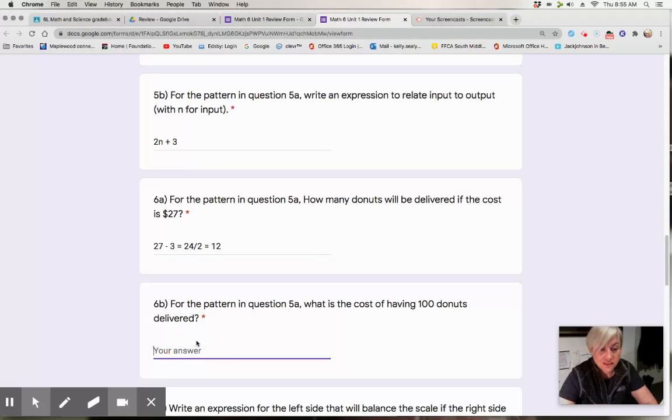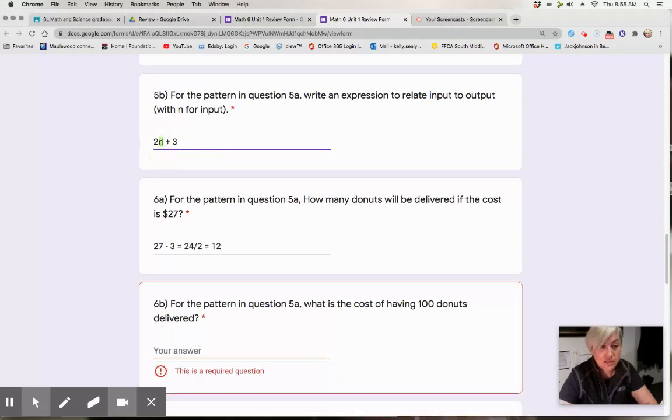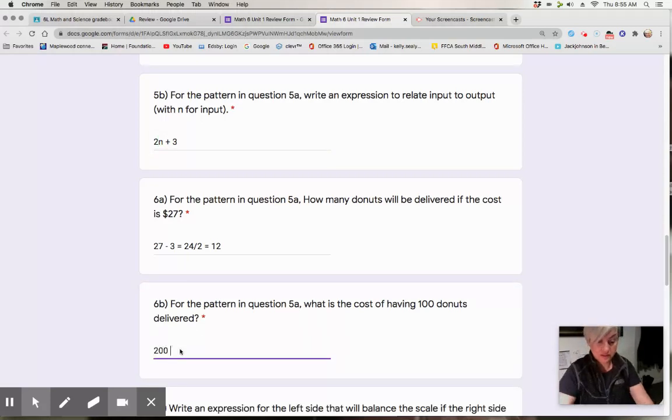Okay, for 6b, for the pattern in 5a, what's the cost of having 100 donuts delivered? So I say the input is 100 here. That's what I replace the n with. So I go 2 times 100 is 200. And I add on the $3 delivery fee, and I get the cost of $203. Dollar sign would be good there. $203.